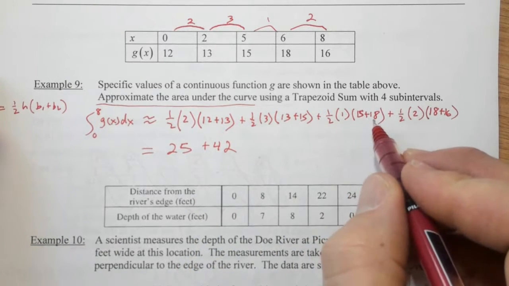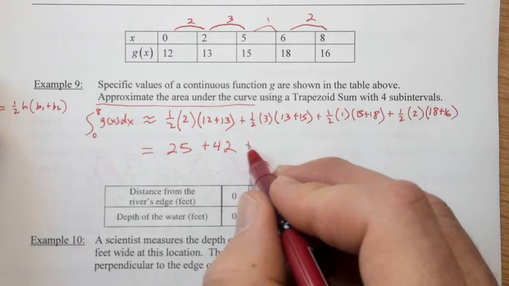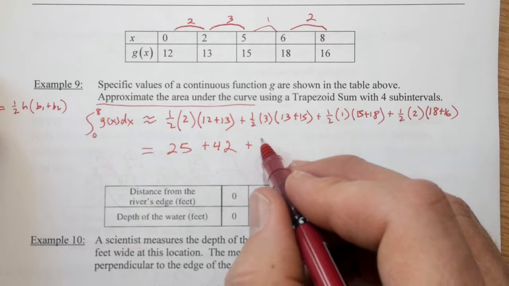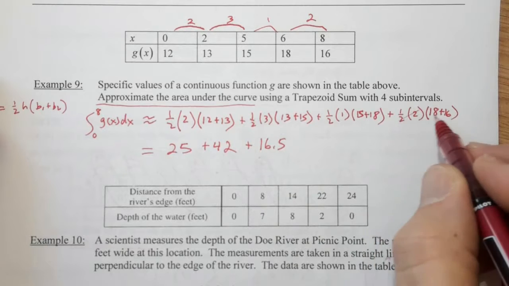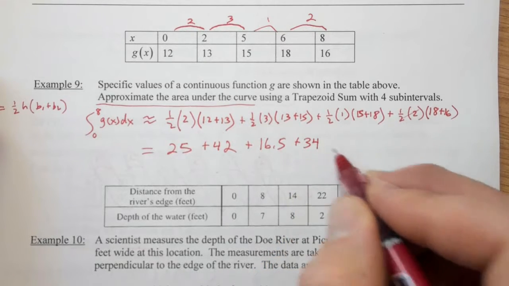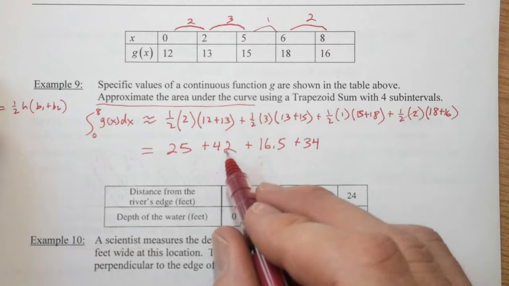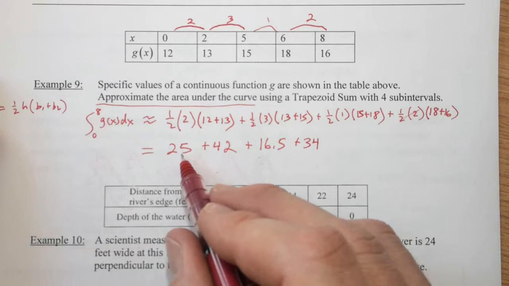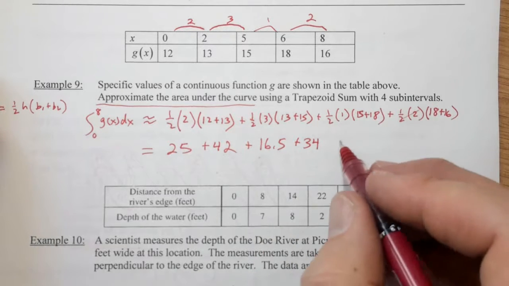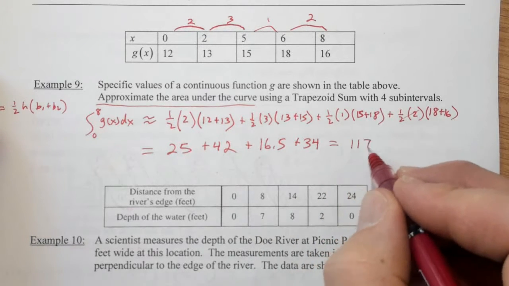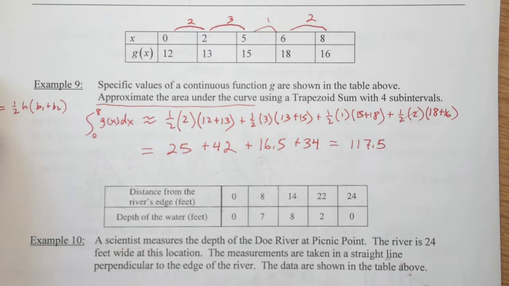All right, and then 15 plus 18 is 33. Times 1 is 33. Half of that. So we're looking at half of 33, which is 16.5. And then half and 2, they wipe each other out. So we have 34 right there, 18 plus 16. And we can put these together. 34 and 25 is 67. Plus 34 puts us at 101, plus another 16.5. So we're looking at 117.5 as our answer for example 9.